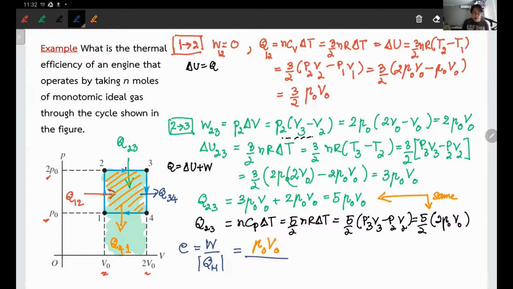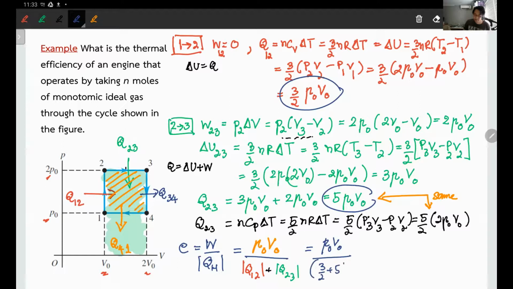And what do you have to divide this by? Q hot is what? Q hot is the heat flow into the engine. And it's going to be Q12 and Q23. Just sum them up. Just add these two together. And that leads you to P0 V0 for the work, divided by the sum of the two that we just got right here, which is going to be 3 half plus 5 P naught V naught. See? I just pull a common factor P naught V naught out. And of course, efficiency has no units. It's just a number. That's the number you're going to get. I can flip things around a bit, so it's the 2 on the top.